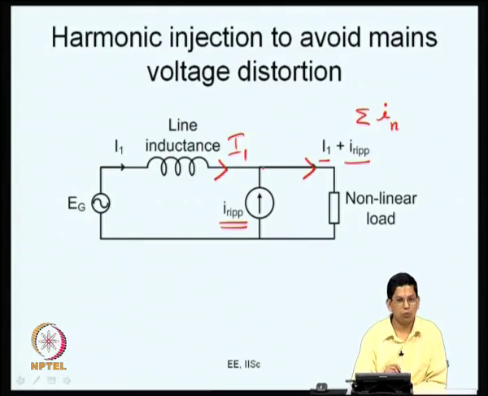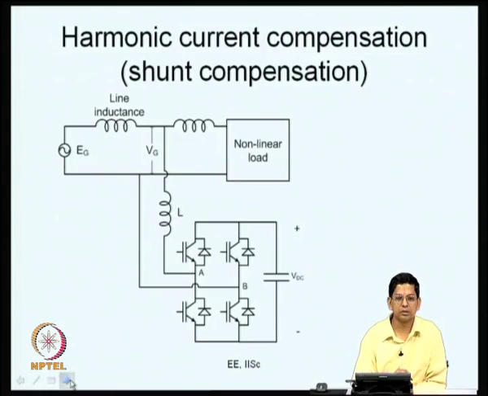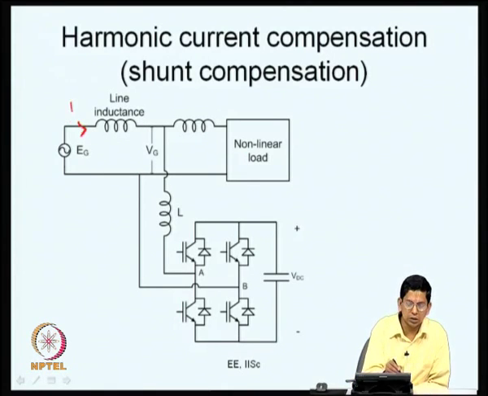Is it possible? Well, it may not be for all the harmonics, but at least many of the significant harmonics and lower order harmonics you can realize this. The question is, how do you realize such a current source? The answer is, well, we can use a voltage source converter to behave as such a current source. So, you have the same situation where you just want to draw this fundamental current from the mains and you have a non-linear load which has the fundamental plus some ripple.